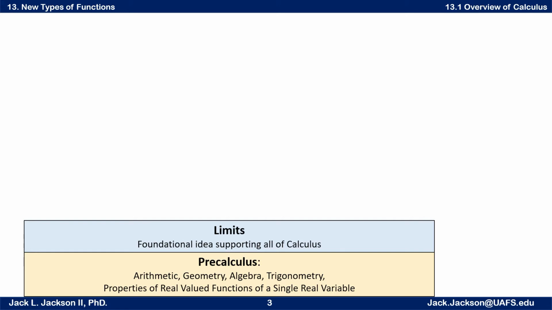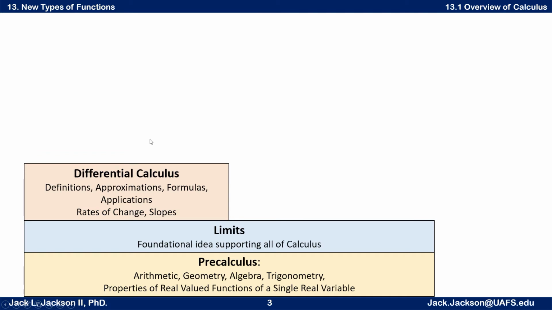Now remember, there are two main branches of calculus. What are they? Well, the first one that we study is differential calculus, derivatives. And what do we do with differential calculus? Well, we define it. We look at approximations, formulas, interpretations, applications. And basically a derivative is a rate of change, an instantaneous rate of change, or it's the slope of a tangent line. It has something to do with changing.